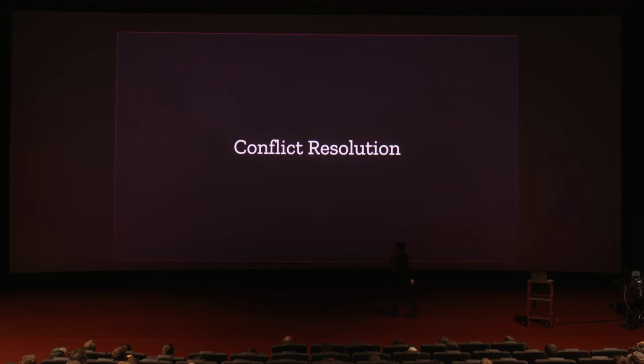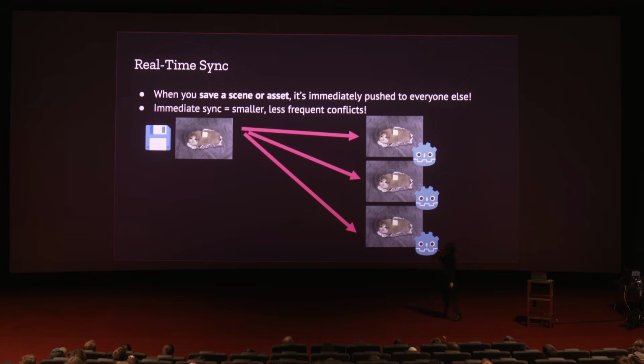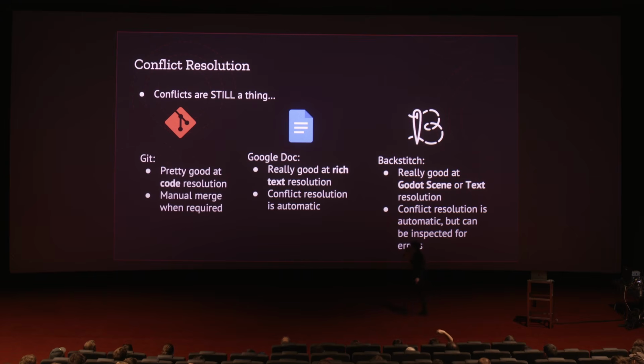Let's talk a little bit about how Backstitch handles conflict resolution. So real-time sync is the best part about how Backstitch works, right? And this means that with immediate syncs, you have smaller and less frequent conflicts when you're handling merges. So when someone changes something and another person changes something at the same time, it's able to just pick one, and that usually looks okay because it's so immediate, because every single change that you save is immediately synced. But of course, there still are going to be conflicts, right? There's always going to be conflicts.